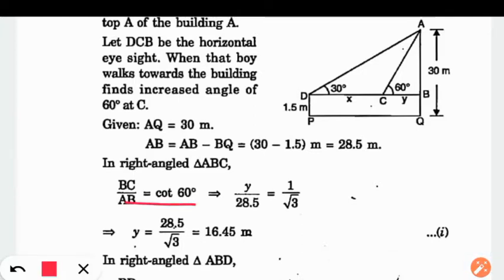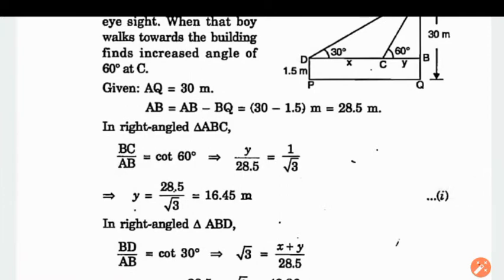So, cot of 60 degree, which is base by perpendicular, BC by AB, and base BC is y, okay, and perpendicular which is AB, which is 28.5. And what is the value of cot 60 degree? From the table, if you know, the value of tan 60 degree is root 3 and the value of cot 60 degree is the reciprocal of root 3, 1 by root 3. Okay. So, after simplification we got y as 16.45 meter.